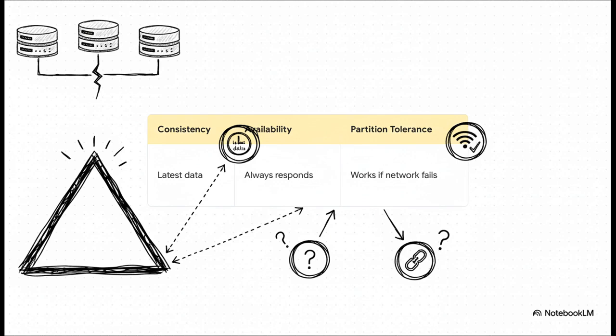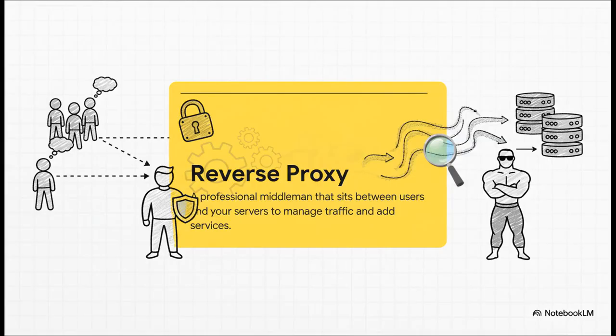When that network failure happens, do you choose consistency, where everyone sees the absolute latest data, like a bank, or do you choose availability, where your system always gives a response, even if it's slightly stale, like a social media feed? You can't guarantee both during a failure. It's a fundamental trade-off.